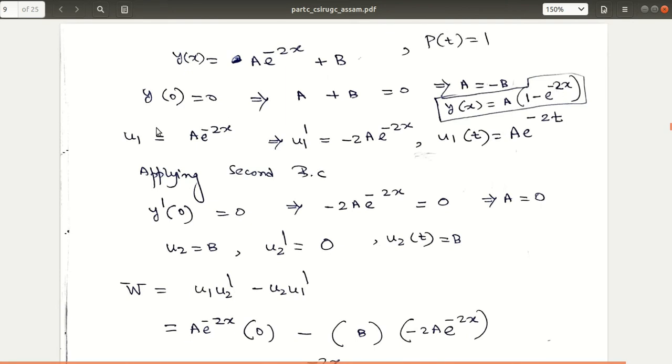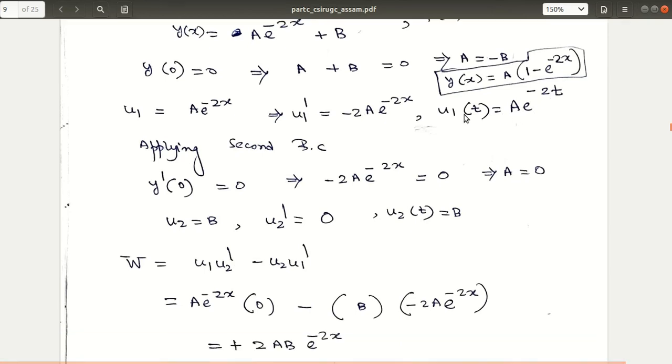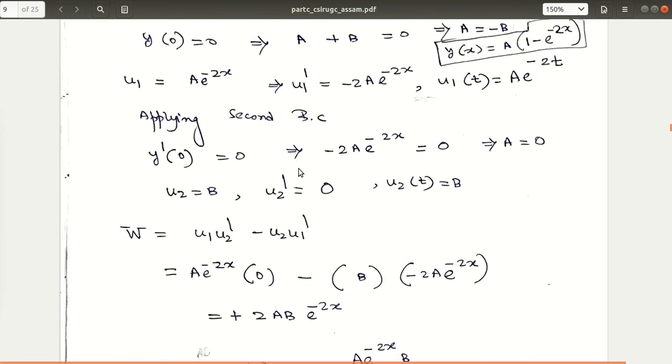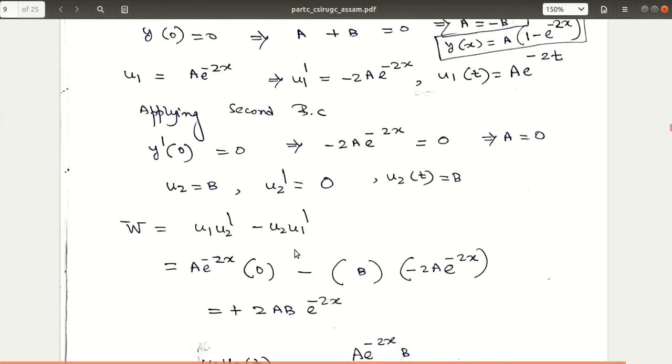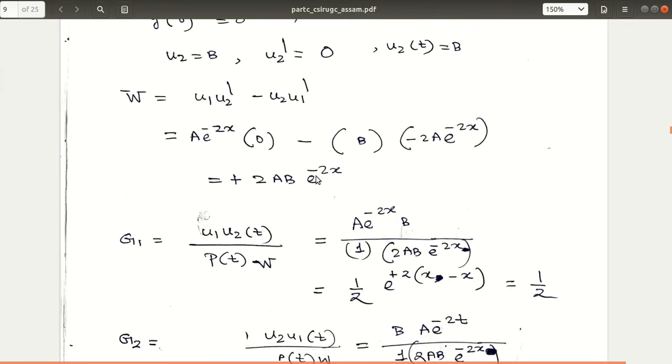Now you can take the solution u1 to be e to the power minus 2x, and u1 prime will be minus 2a into e to the power minus 2x. Applying the boundary condition y prime of 0 equal to 0 gives a equal to 0. Now u2 is b and u2 prime is basically 0. If you calculate the Wronskian, which is u1 u2 prime minus u2 u1 prime, and substitute, it will give you 2ab e to the power minus 2x.